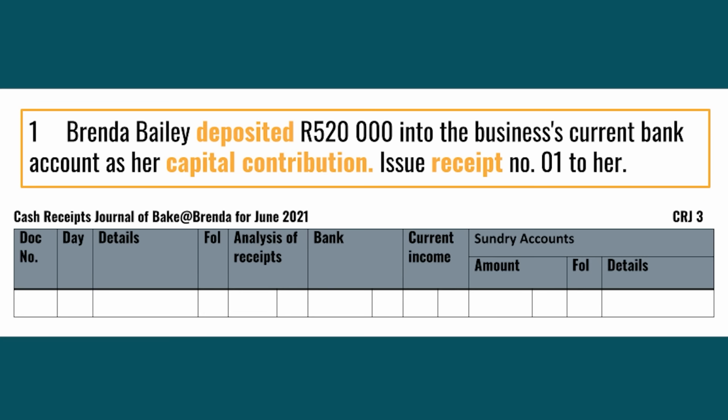Let's take a look at the CRJ. The document number is receipt number 01. The day is the 1st. The owner, Brenda Bailey, should be recorded in the details column as she deposited the money into the business's bank account. The money was deposited directly into the business's current account, so we will not record anything in the analysis of receipts column. Bank will be recorded with the amount of 520,000 Rand. This transaction should also be recorded in the sundry accounts column as there is no column for capital. The amount of 520,000 Rand will be recorded and the details are capital. Let's run through that transaction once more.